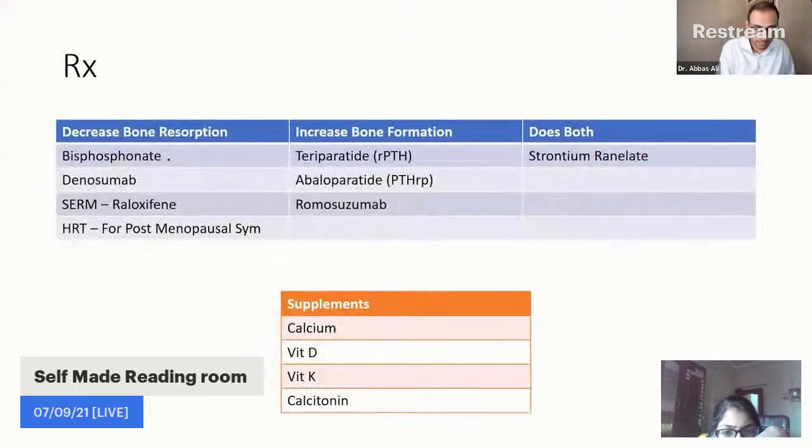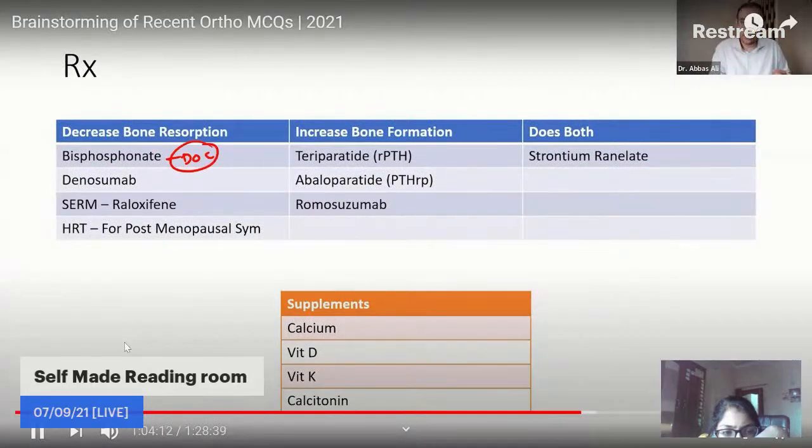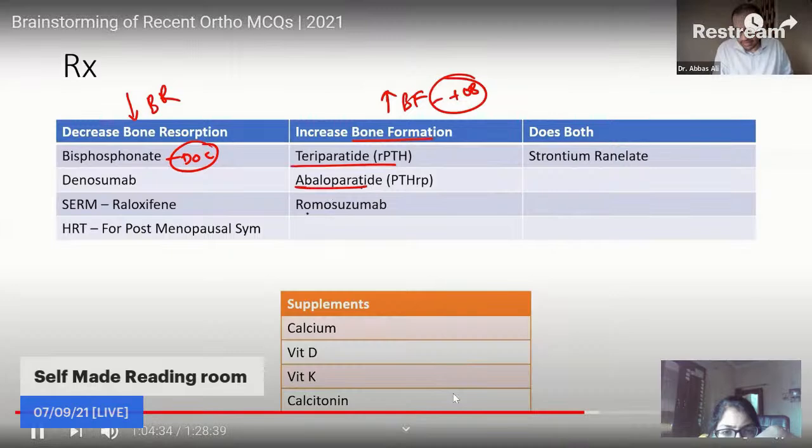The treatment of osteoporosis: the drug of choice is bisphosphonates. Bisphosphonates, selective estrogen receptor modulators, denosumab, and hormone replacement therapy like estrogen all decrease bone resorption. Please remember, they decrease bone resorption by inhibiting osteoclastic function. And which drugs increase bone formation, by stimulating osteoblastic activity? These are teriparatide, abaloparatide, and romosozumab.